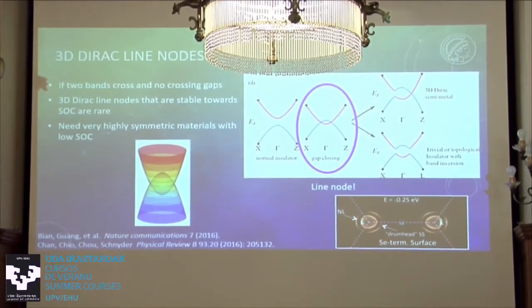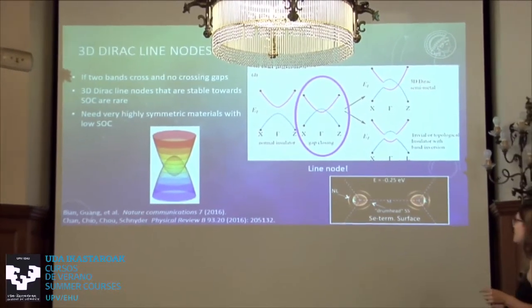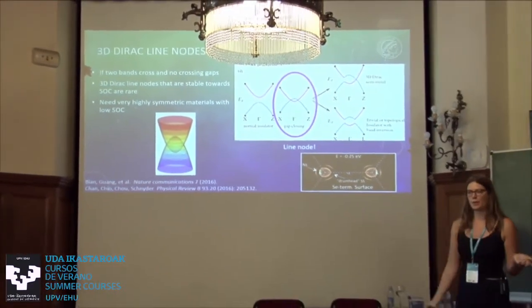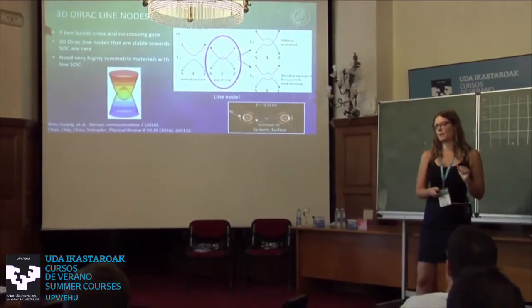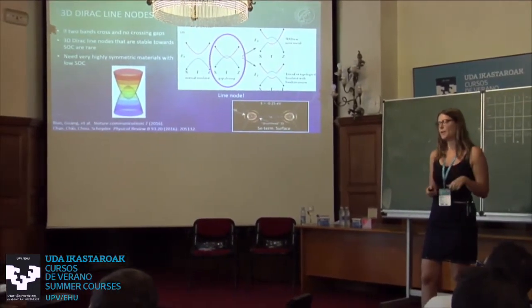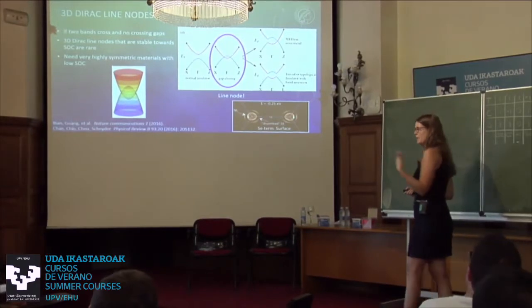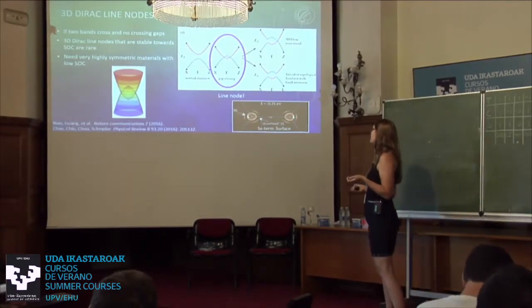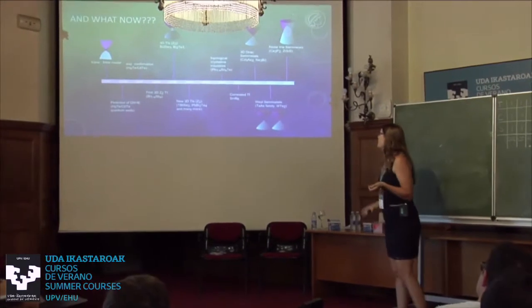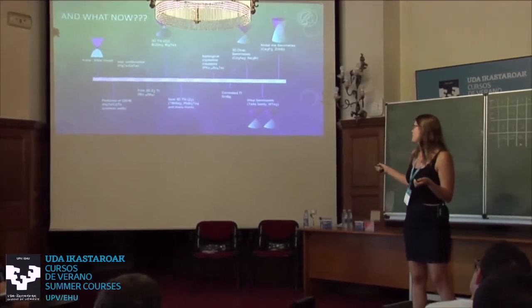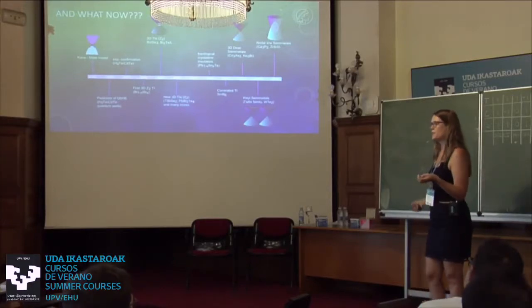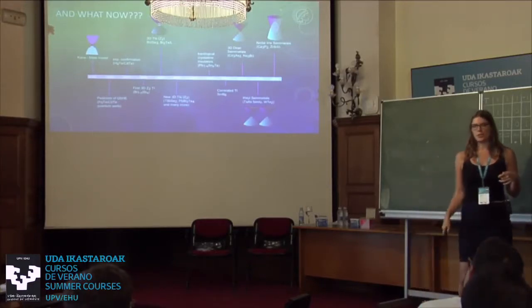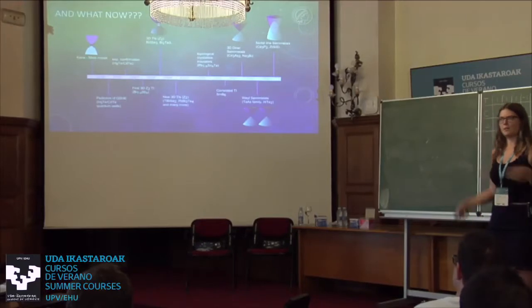So therefore, it makes much more sense from a chemistry perspective, if you want to look for nodal line semimetals, to look for materials with very light elements and highly symmetric. Okay, and I will also come back in my second lecture to how this can work in reality. Okay, so now we went briefly through the last end of the timeline and how chemistry can help us to find such materials, but the question is, what is next? What is the next big thing?